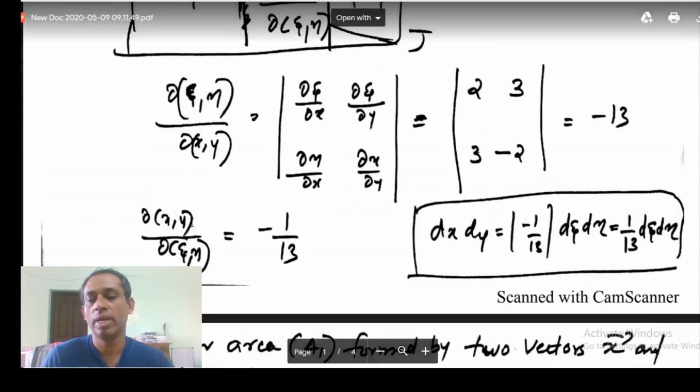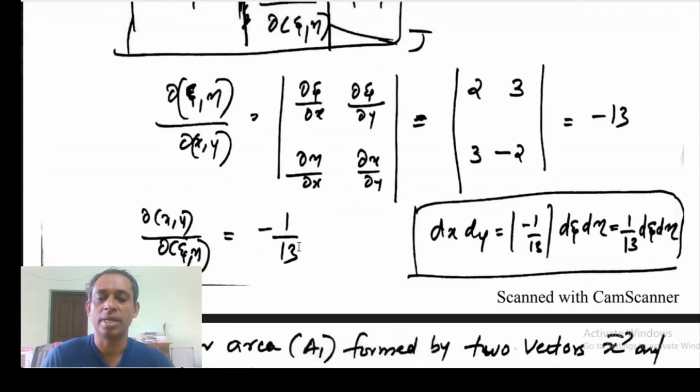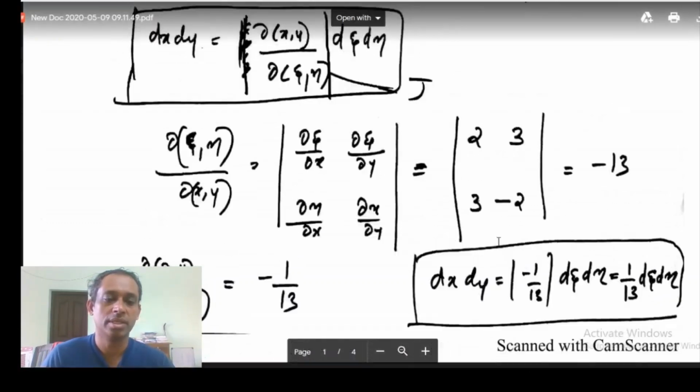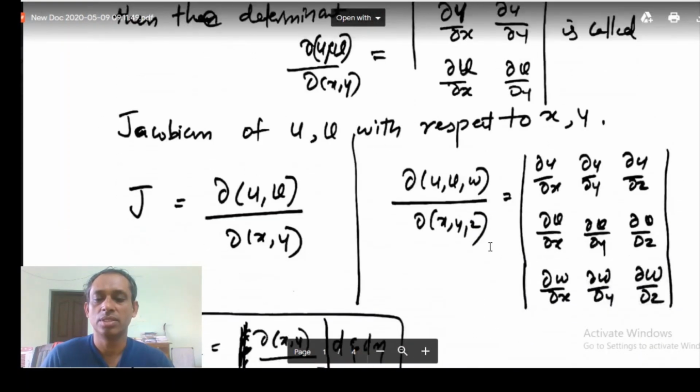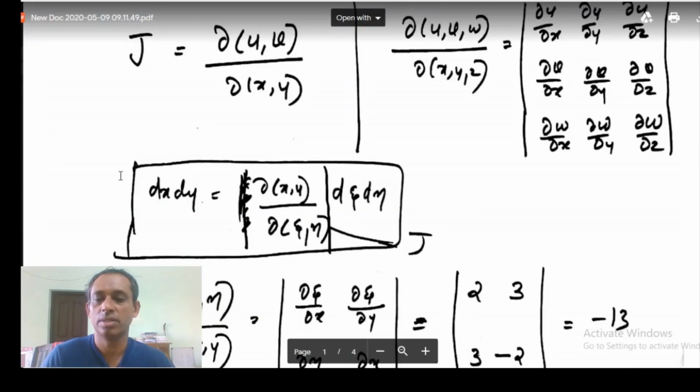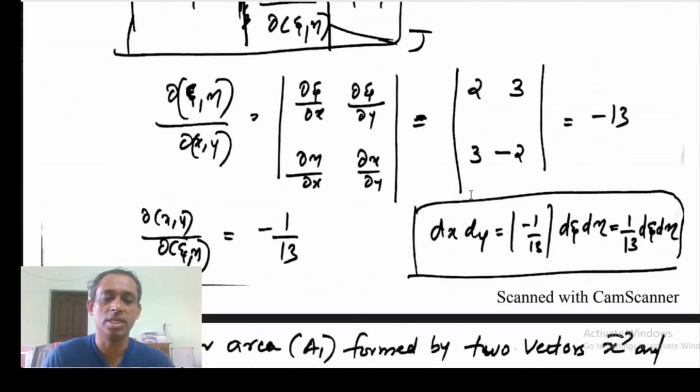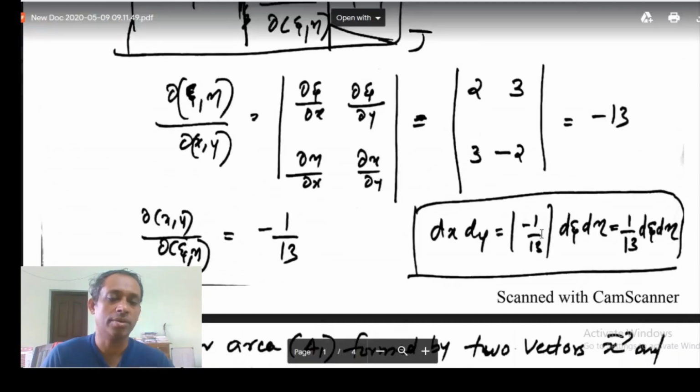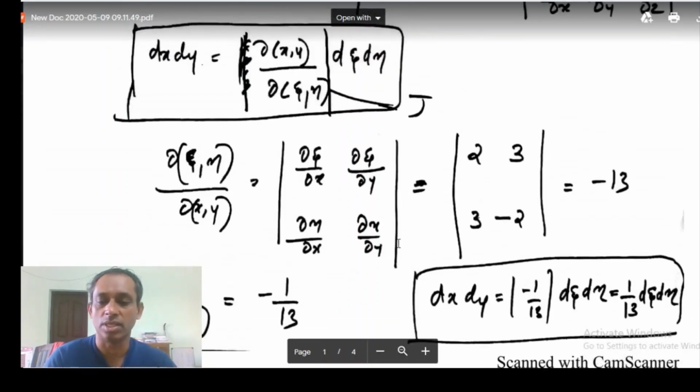So ∂(x,y)/∂(θ,η) will be the inverse of this, equal to minus 1 by 13. Now using this equation, dx dy is the modulus of this times dθ dη. So I have dx dy equal to 1 by 13 dθ dη. So this is the answer.